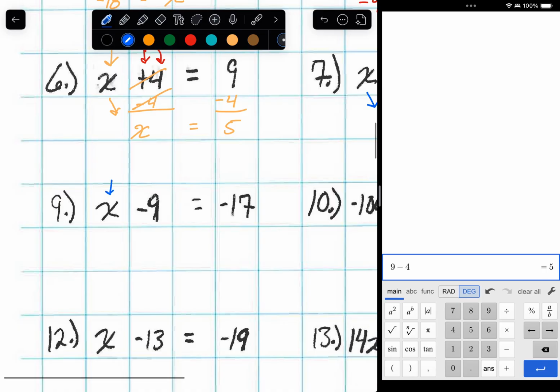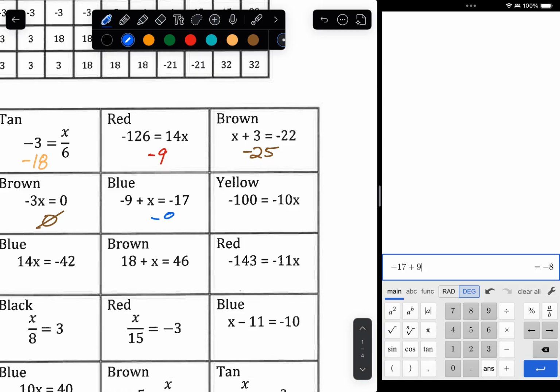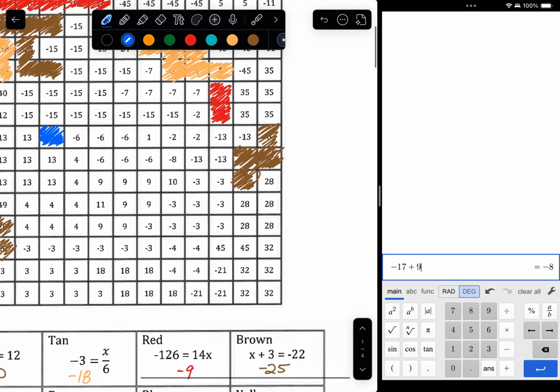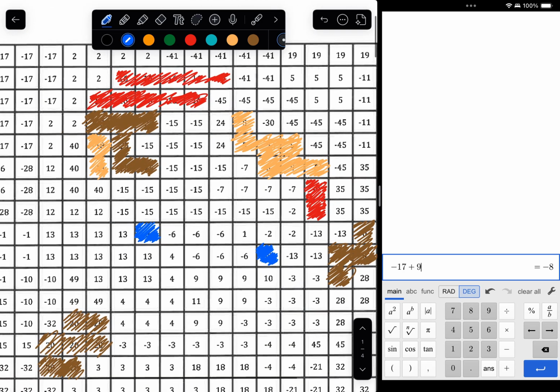Find your x. What's happening to x? We are subtracting 9, so we do the opposite. Add 9, both sides. Negative 17 plus 9. Again, you use your calculator whenever there's negatives. We get negative 8. This one, negative 8.